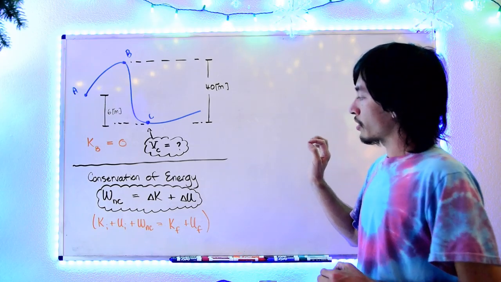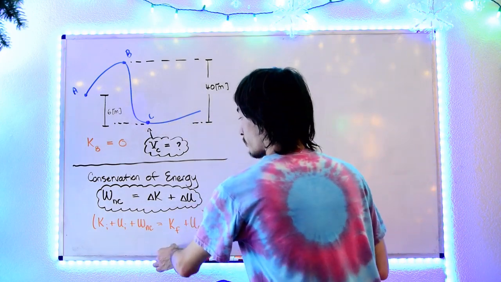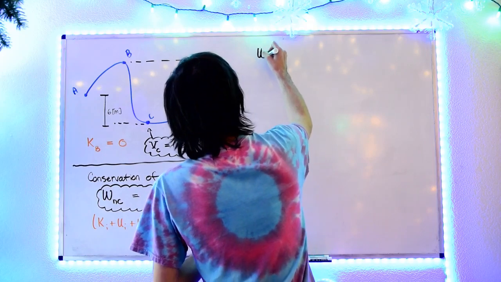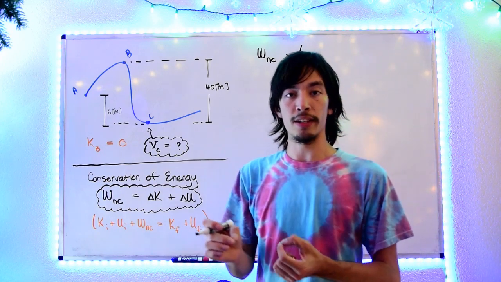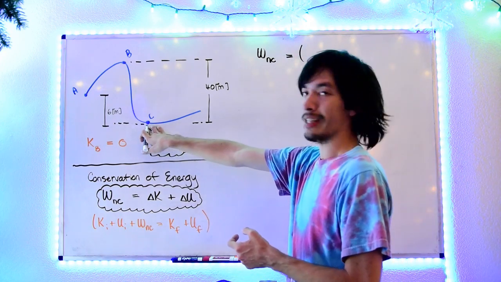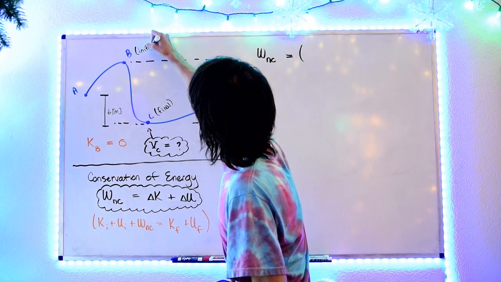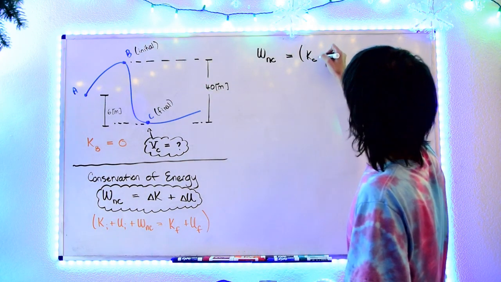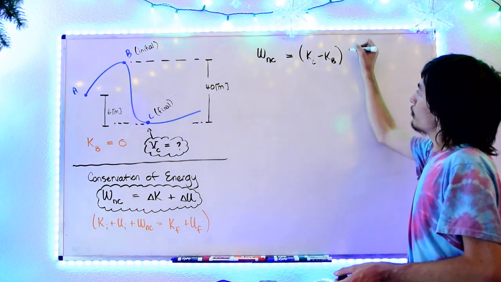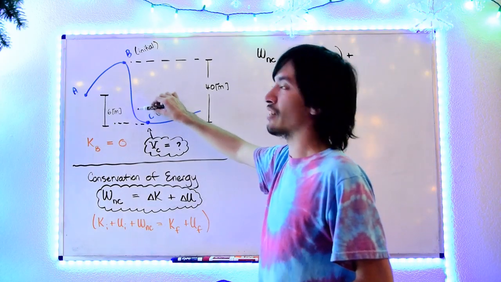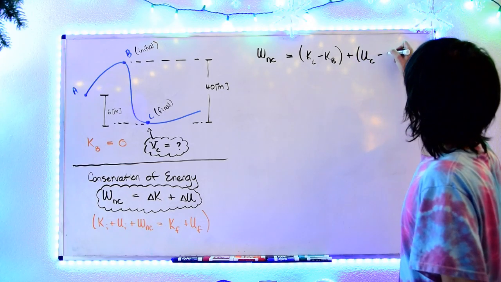So what I'm going to do is use B as my initial and C as my final. So the way I'm going to write this out is the work done by non-conservative forces equals change in kinetic energy, which I will expand out as final minus initial. Final is C, and B is my initial. So we have KC minus KB, final minus initial, plus the change in potential energy, which is gravitational in this case. So same thing, final minus initial, UC minus UB.